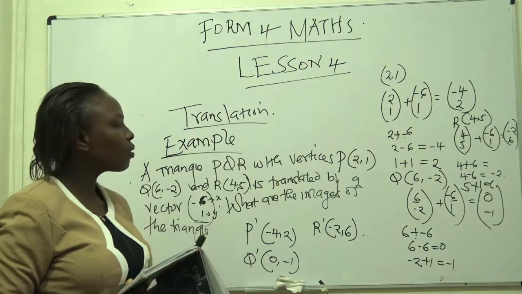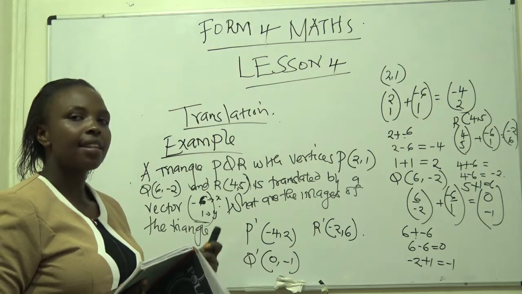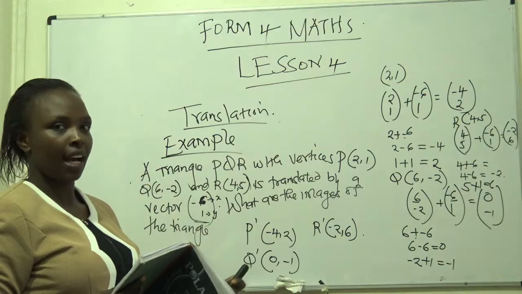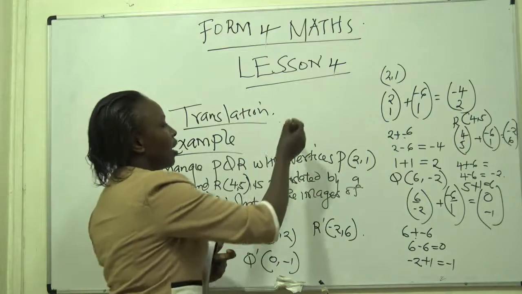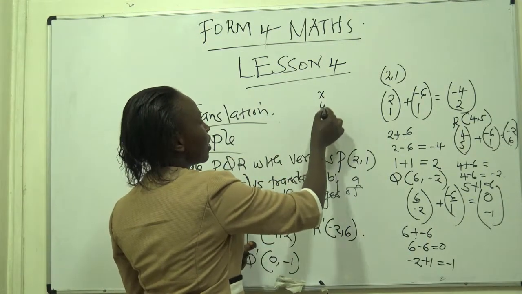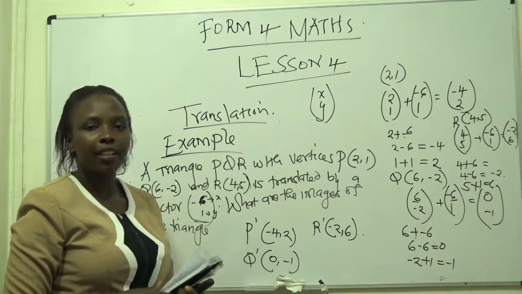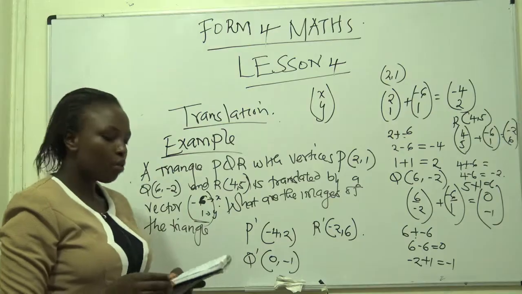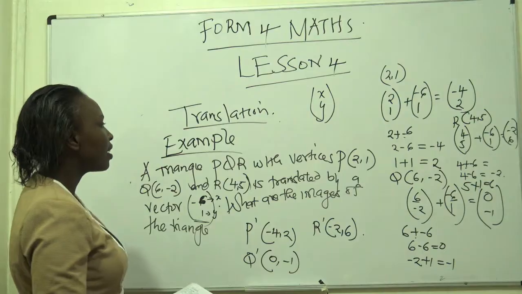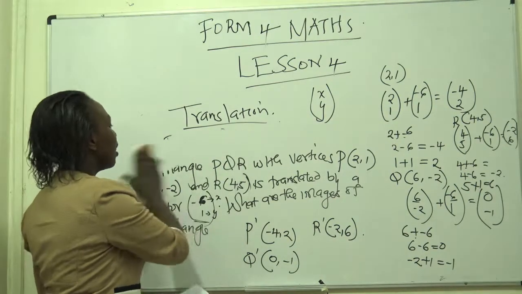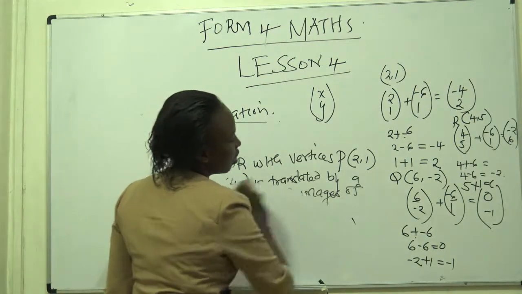So that is how we go about translation. The main thing is to rewrite the point in column vector, noting in your mind that x comes up and then y. So that marks the end of our lesson, and I'm going to leave you with some assignment to make sure that you better your understanding as far as translation is concerned.